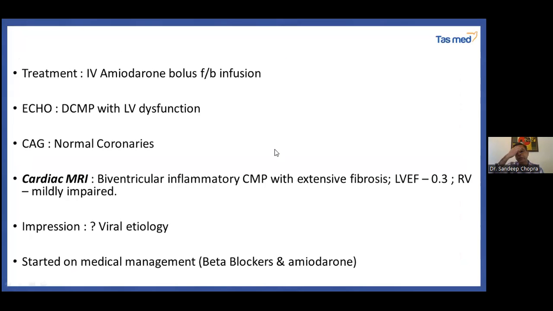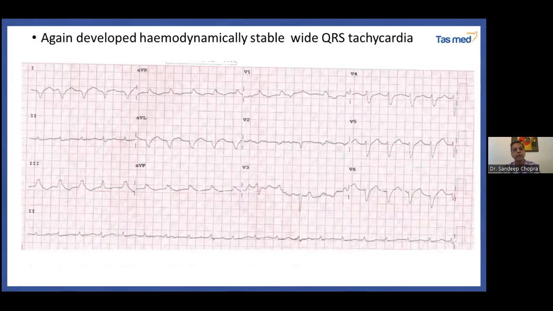An echo was done which showed a dilated cardiomyopathy with LV dysfunction. An angiogram was done which showed normal coronaries. Cardiac MRI showed a bilaterally inflammatory cardiomyopathy with extensive fibrosis. Query of viral etiology, maybe a myocarditis, and the patient was put on beta blockers. Yes, they remain the standard treatment to prevent further tachyarrhythmias, and oral amiodarone.